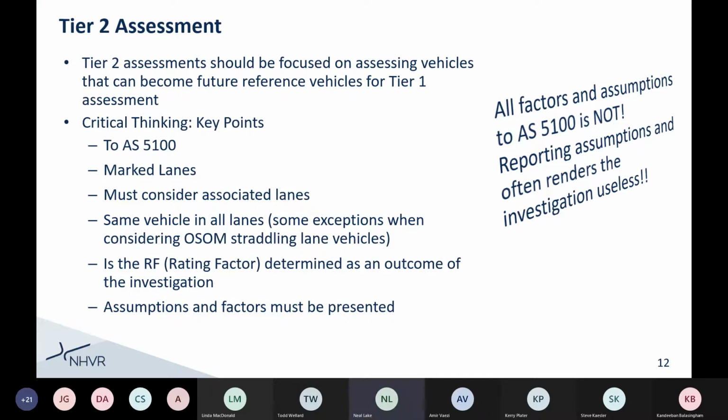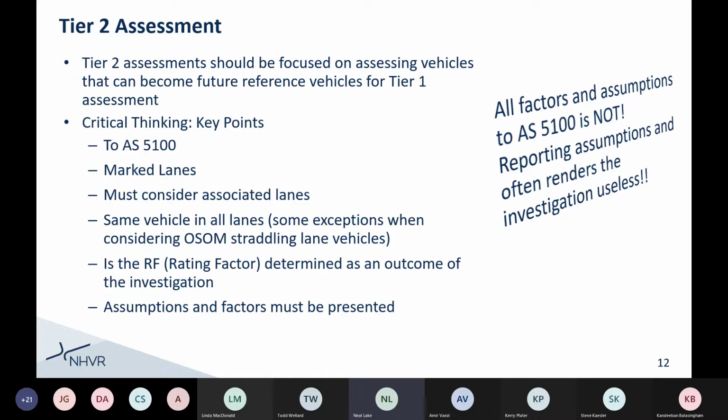Also, a critical thing that I would be thinking about when you're reviewing the report is, has the same vehicle been used in each of the lanes? In some circumstances there may have been different vehicles used in other lanes. It doesn't mean that the results are not usable anymore, but it does mean that there are a few things that we need to be a little bit careful of in our access decision making. And I'll just refer you to the previous webinar, where I talked about that in a little bit more detail.